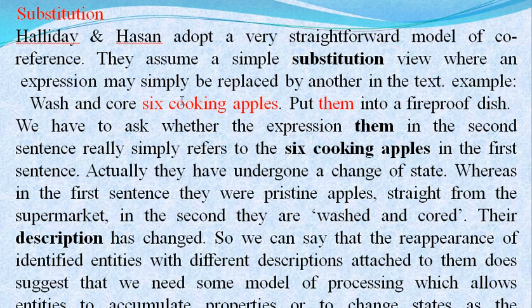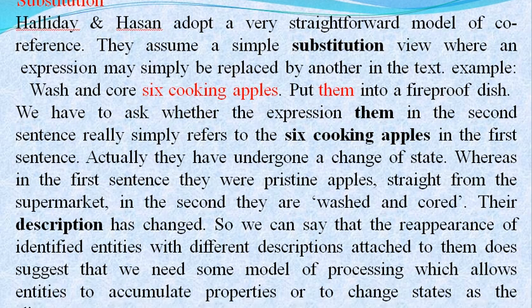Whereas in the first sentence, the apples are pristine apples, straight from the supermarket, in the second, they are washed, cored. So the description has changed. In the second sentence, the description of the apples has changed, you see here. So we can say that the reappearance of identified entities with different descriptions attached to them does suggest that we need some model of processing which allows entities to accumulate properties or change state as a discourse progresses.